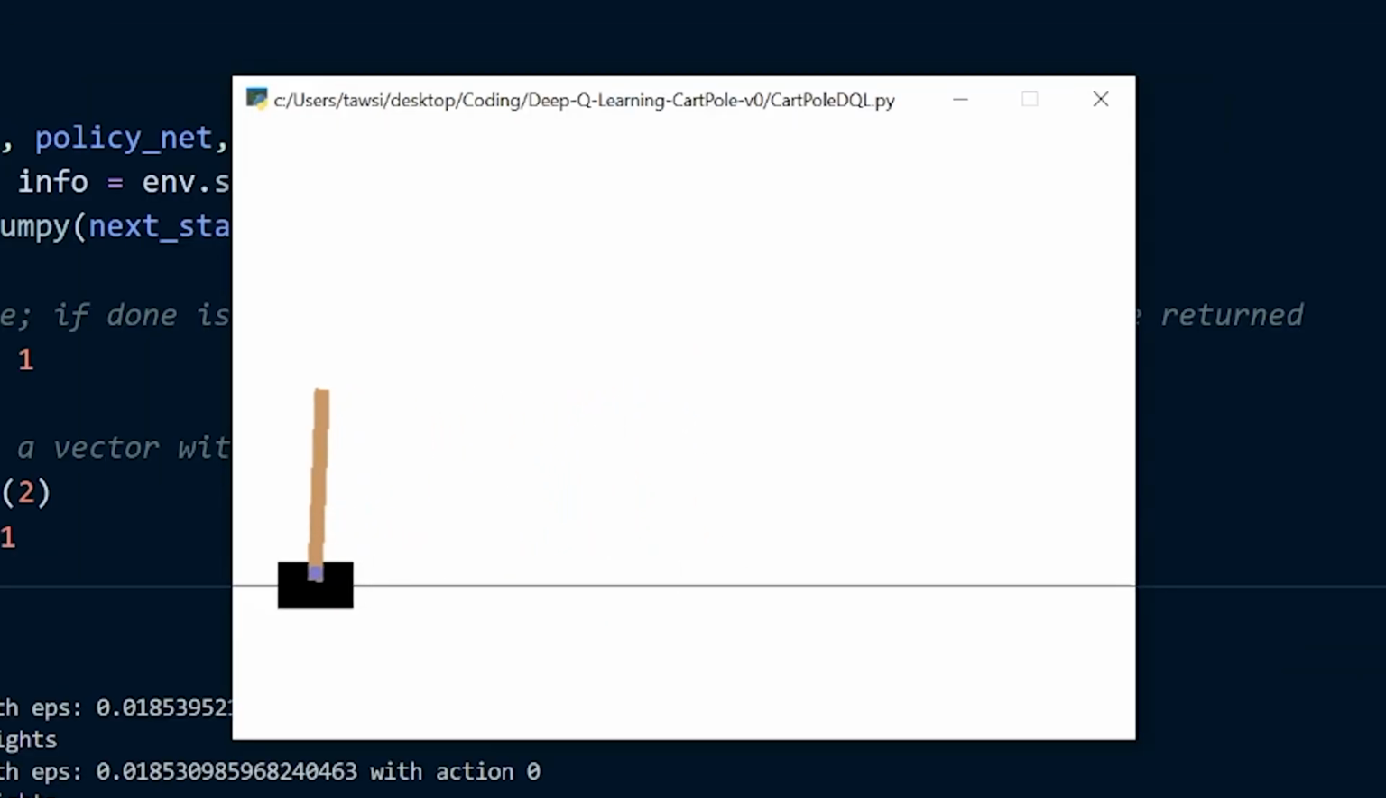So after around 1,000 episodes, the AI actually has gotten pretty good at balancing the pole. It's not really falling over anymore and it's pretty stable. So we did it.